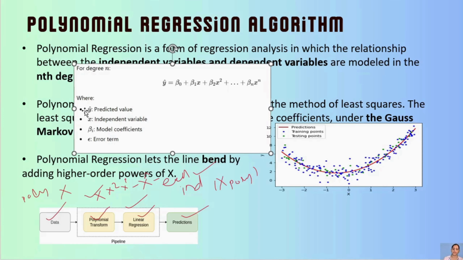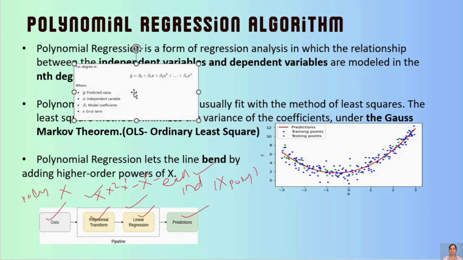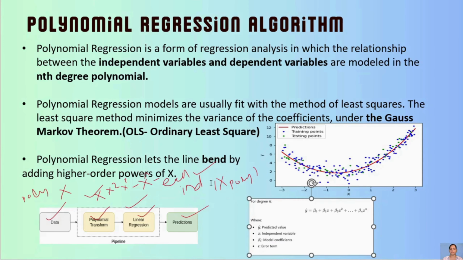And where y hat is a predicted value and x is your independent variable. And this is for each. If you have 10 independent variables, the same logic is going to be applicable for all. Then after that, it is going to sum it up or add it up with the least square method.